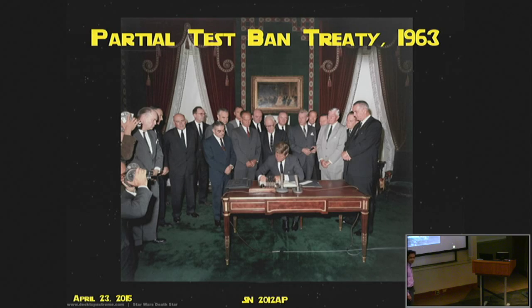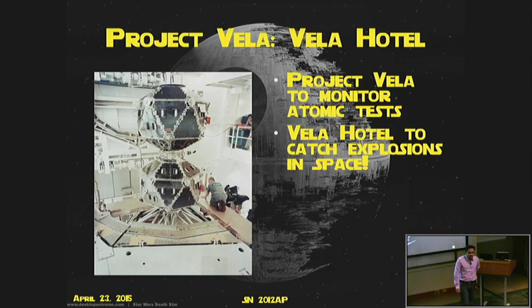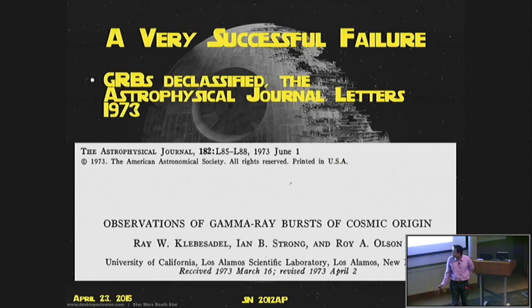This is a lot of politicians in 1963 signing the Partial Test Ban Treaty, agreeing not to test nuclear weapons above ground. But of course, politicians don't trust each other, so they want to keep an eye on each other. So this was the start of Project Vela, which put up these detectors in the sky, hoping to detect Russian atomic tests, which were carried on surreptitiously in space. And they did not detect any Russian tests, but they were a very successful failure. They did detect GRBs.